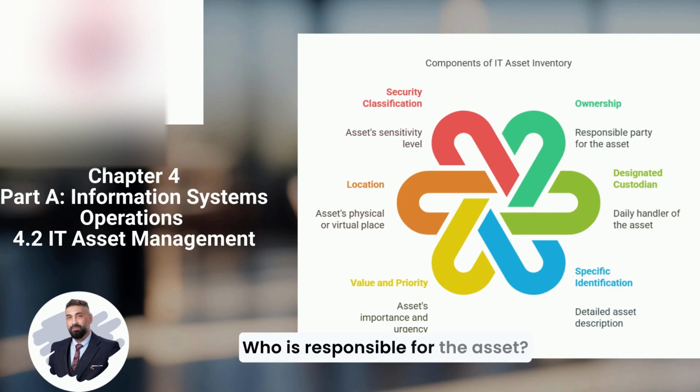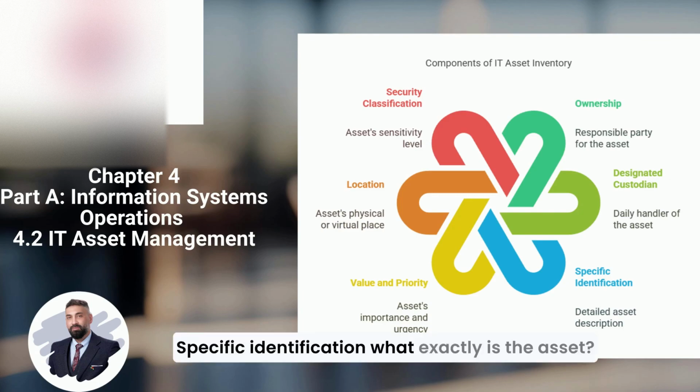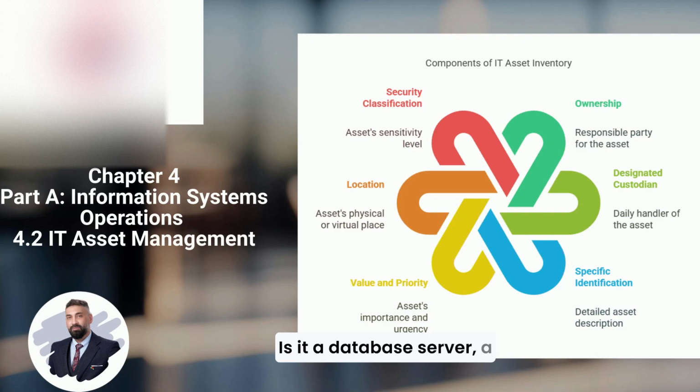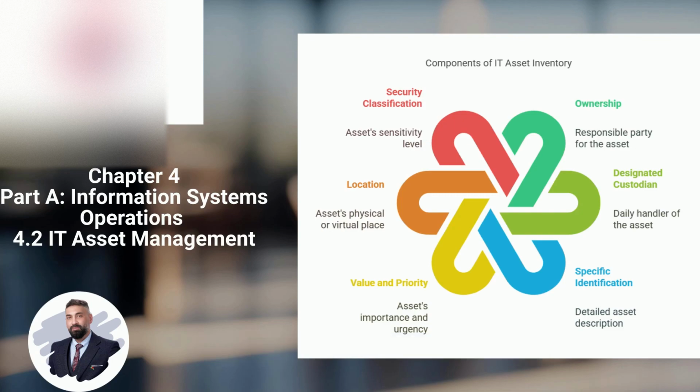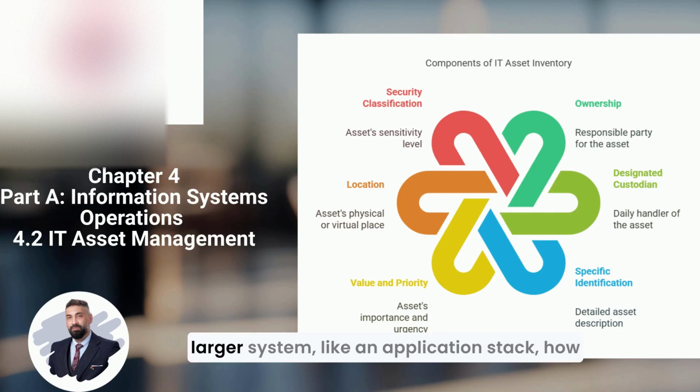Ownership: who is responsible for the asset? Designated custodian: who handles its day-to-day use and care? Specific identification: what exactly is the asset? Is it a database server, a SaaS license, or a network router? Value and priority: how valuable is this asset to the organization? Also, if it's lost or compromised, how urgent is its recovery? Location: where is it physically or virtually housed? Security classification: what's its level of sensitivity or risk? Asset groups: if it's part of a larger system, like an application stack, how does it fit into the bigger picture?